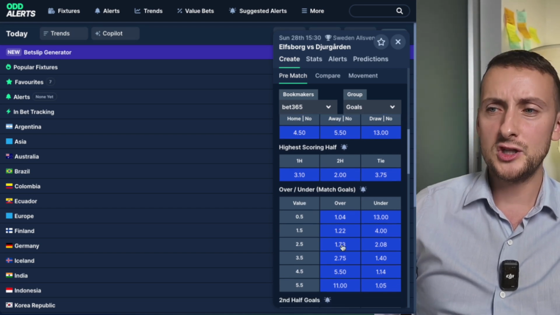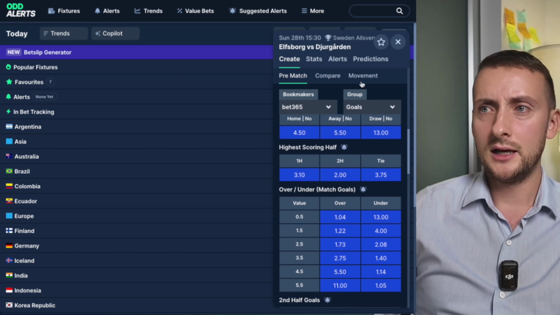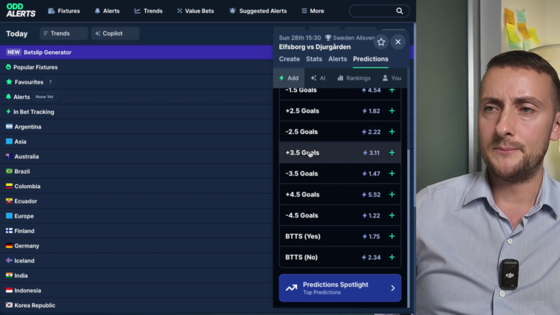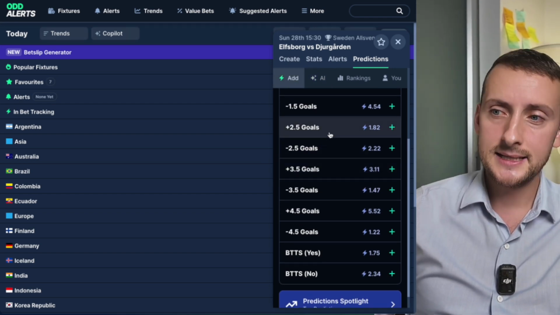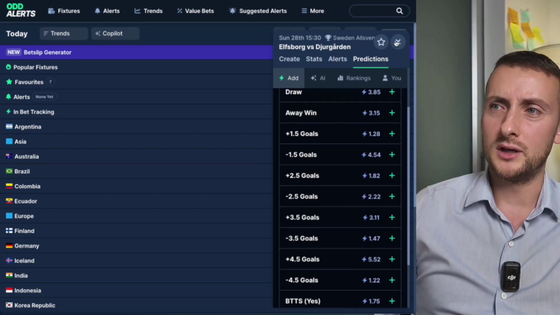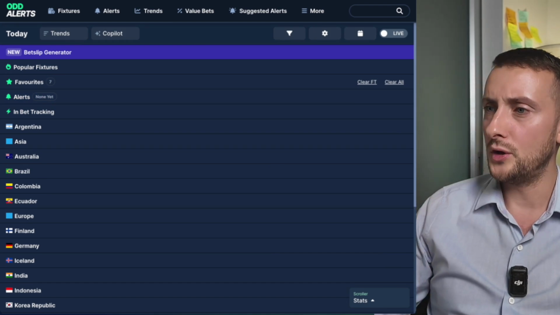Over 2.5 goals at 1.73, that could be a good double, a pre-match double with another selection. If we look at the probability model, we are getting 1.82, so it is actually negative value again, but I think that's something I still probably would go for, even at 1.72 if you are putting a double together. Let me know what you think about that one.